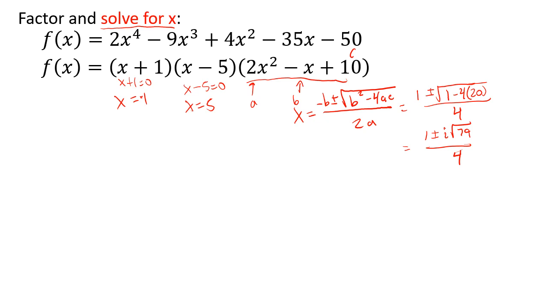And so that means the two zeros here are 1/4 plus i times the square root of 79 over 4, and 1/4 minus i times the square root of 79 over 4. Okay. So the answers, to solve for x, we'd have x equals -1, x equals 5, and x equals both of these things.